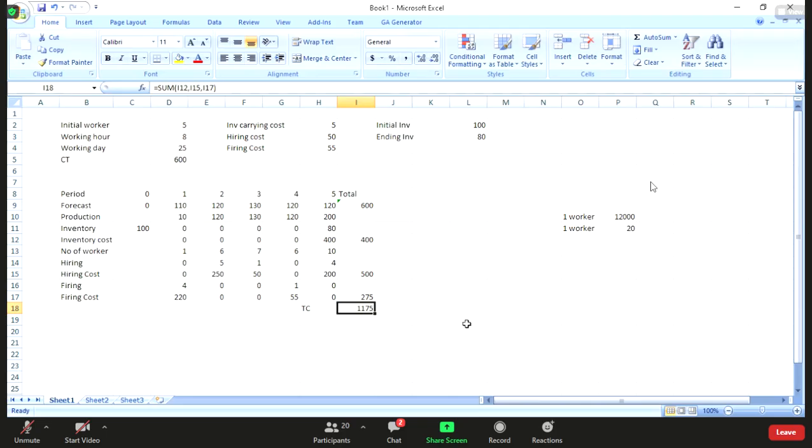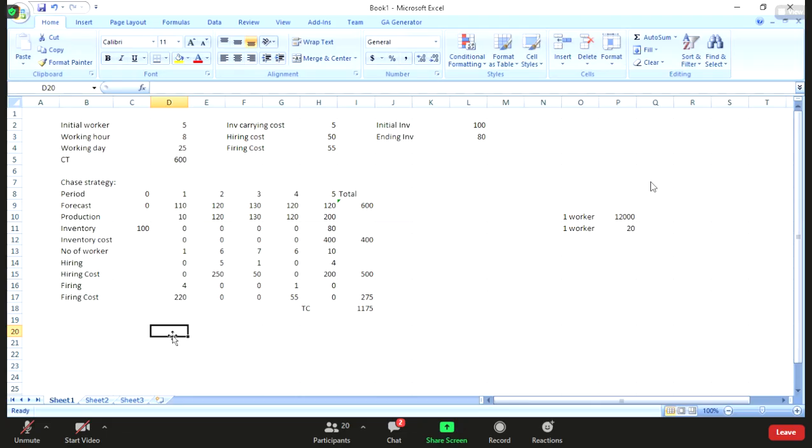Okay, so done. Any question for this chase strategy? Yeah, we can put the label, chase strategy matrix. This is the matrix. Clear? If clear, then let's try to implement the leveling strategy.